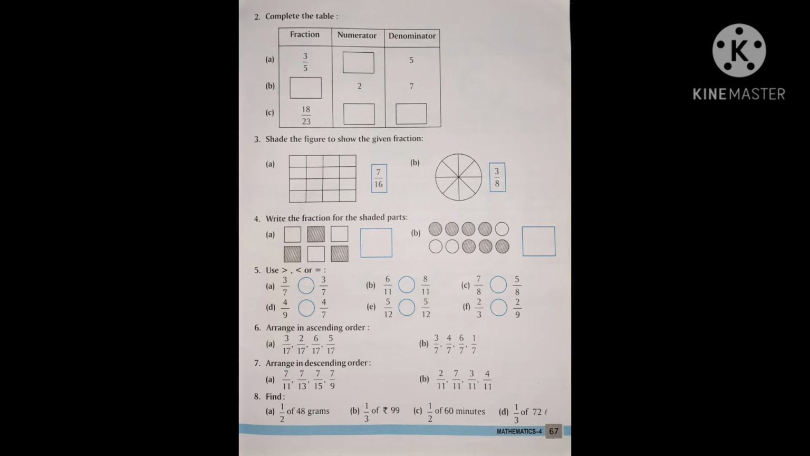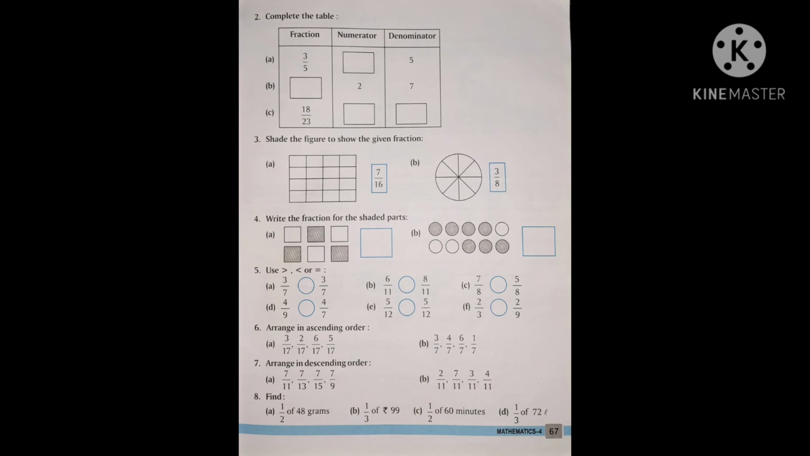Count the shaded squares and count how many total squares are there. You have to write the shaded parts in the numerator and total parts in the denominator. Next is total number of circles you have to count and find out how many parts are shaded. Total will be the denominator and the shaded parts will be the numerator. Numerator upon denominator, right?